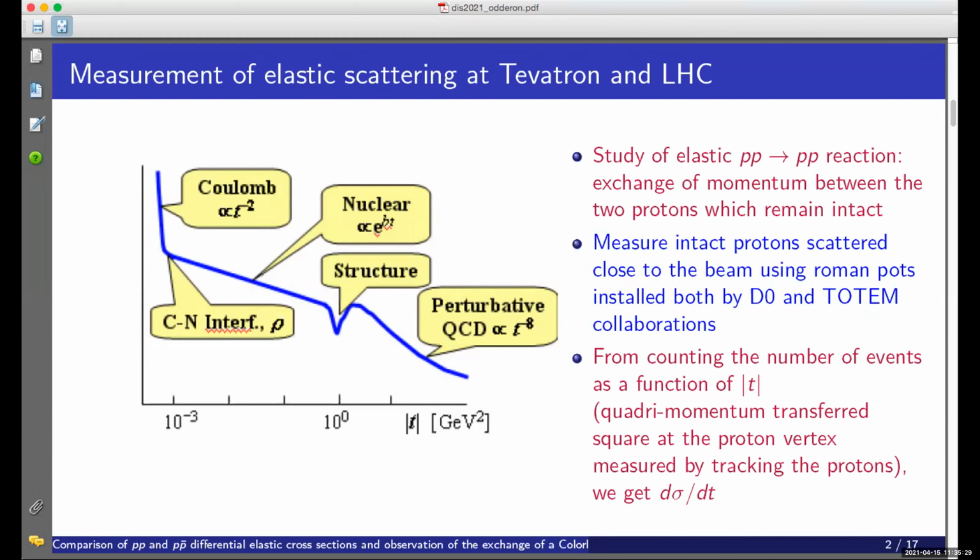So basically we can get this d sigma dt, which is expected to have this kind of structure. At the very low t, you have what you call the Coulomb domain. Then you go to the nuclear domain, which has an exponential dependence as a function of t. There is the interference region between this Coulomb and nuclear domain. We'll see in the following that this will be relevant for what we discuss. Then maybe there are some structures, some resonances, and it was already apparent, for instance, at the ISR, a previous experiment at lower square root of s. And then at some point, you reach the domain of perturbative QCD, where you get a t to the minus a dependence. So this is what we expect.